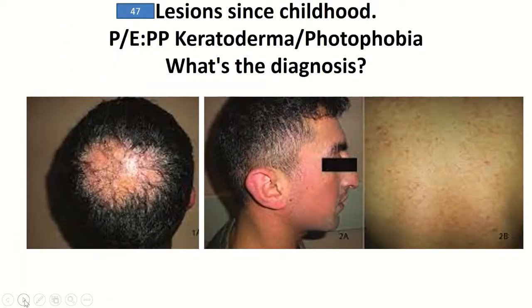Question 47. Lesions since childhood, physical examination, palmoplantar keratoderma, photophobia, what's the diagnosis? What you can see here is a scarring alopecia of the scalp in association with extensive and progressive keratosis pilaris. It's compatible with KFSD, keratosis follicularis spinulosa decalvans, that involves the scalp, eyebrow, and eyelash in a scarring form of alopecia.